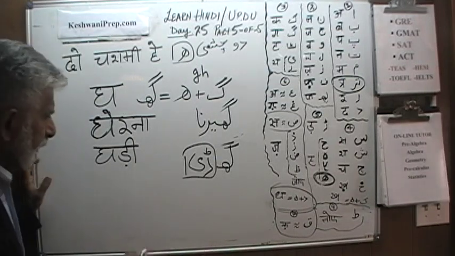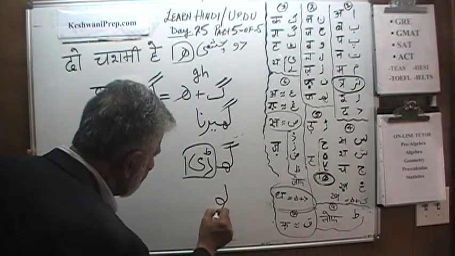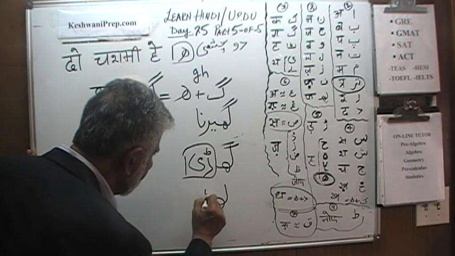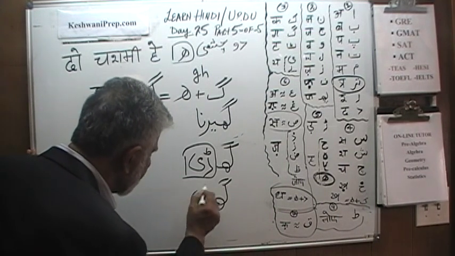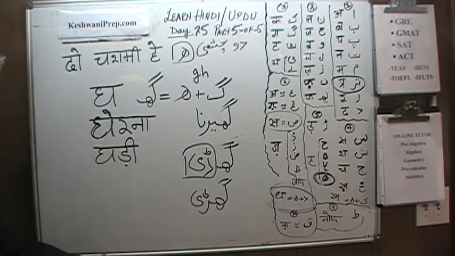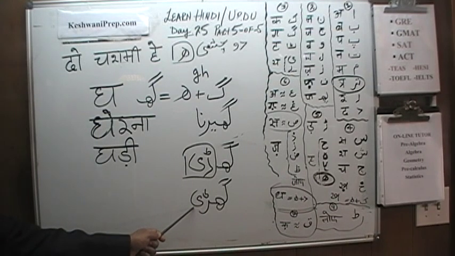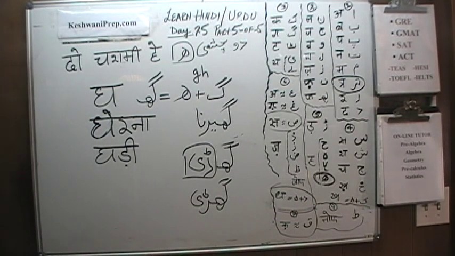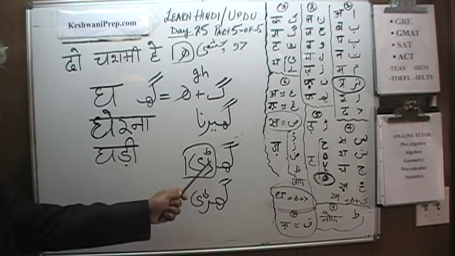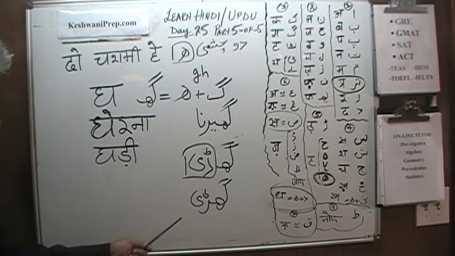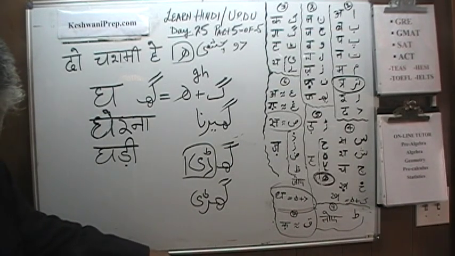Let's put them together, shall we? G, re, and then choti ye. Because choti ye appears at the very end, it does not change the shape. It remains like that. So essentially, the only thing that has happened is that this re gets up and joins the G. Gadi, a watch.